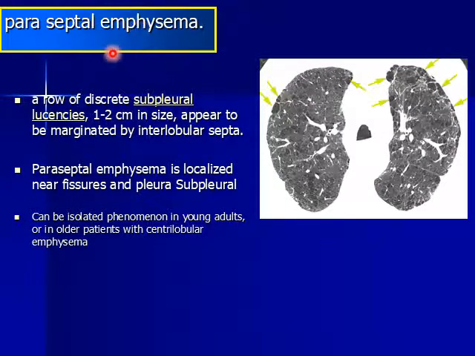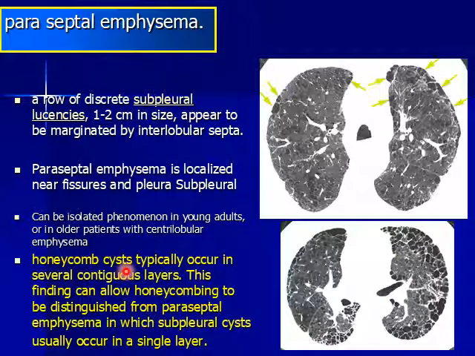The third type of emphysema is called paraseptal emphysema. It presents as multiple cysts at the periphery of the lung, marginated by the interlobular septum, and these can be the source of large lung bullae. We can see them in normal persons, and more commonly we can see this paraseptal emphysema in patients who are smokers, in addition to the centrilobular type.